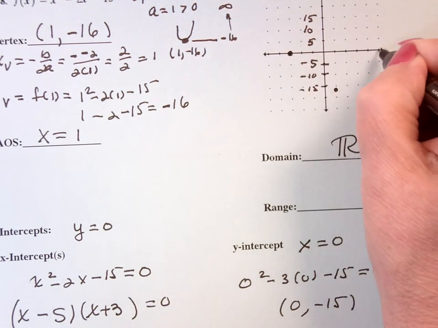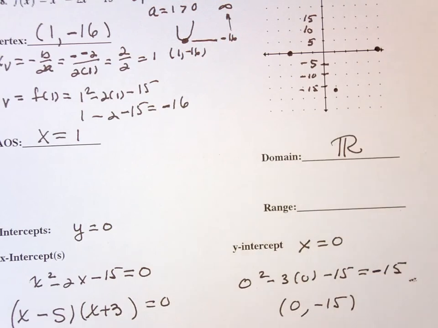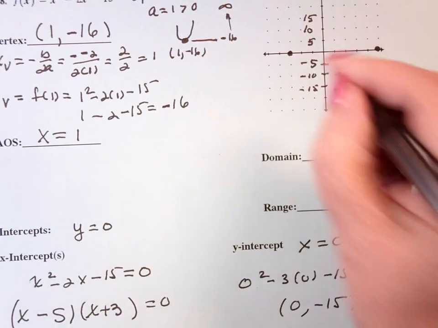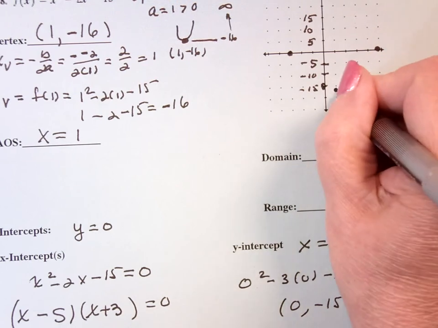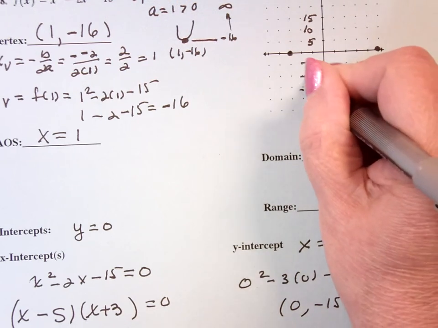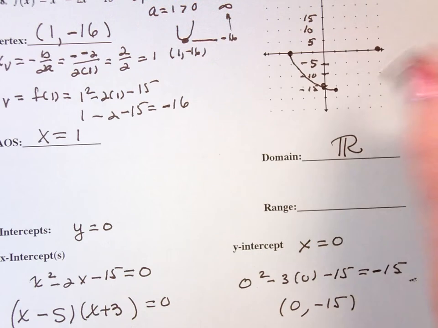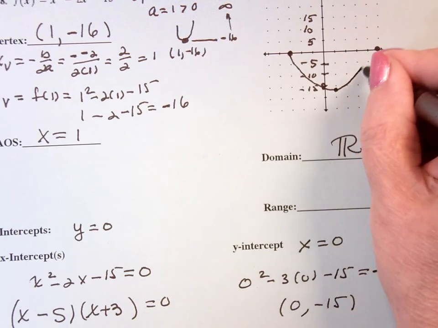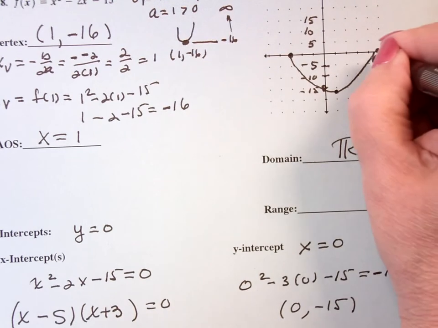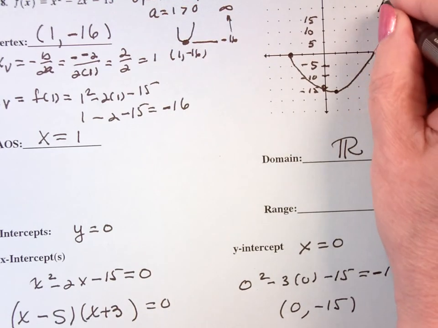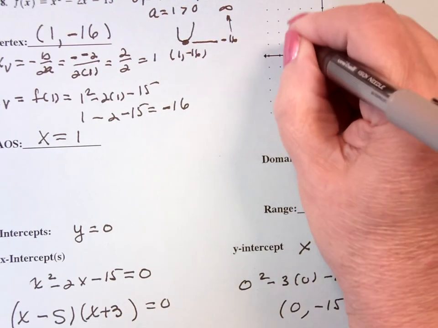and 5, 0. And the y-intercept is 0, negative 15. So now all I need to do is connect the dots. There's the left-hand side of my bowl. There's the right-hand side of my bowl. And now, what do I know it does? It continues to go up.